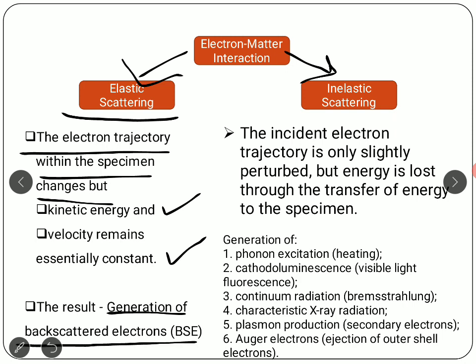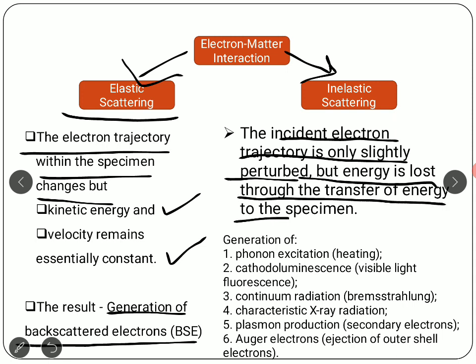So if you think about an objective question, backscattered electron is a result of elastic scattering or inelastic scattering. So it will be elastic scattering. Now most of the times the incident electron trajectory is only slightly perturbed, but definitely the energy is lost through the transfer of energy to the specimen. So there will be some kind of change, and even if there is some change, it's not too much, okay, but then there is some energy which is lost.